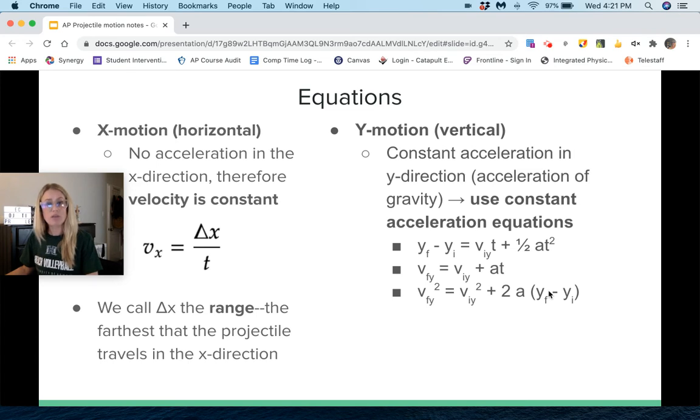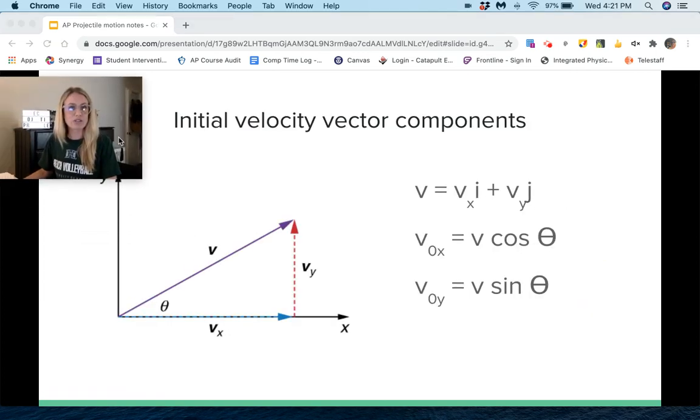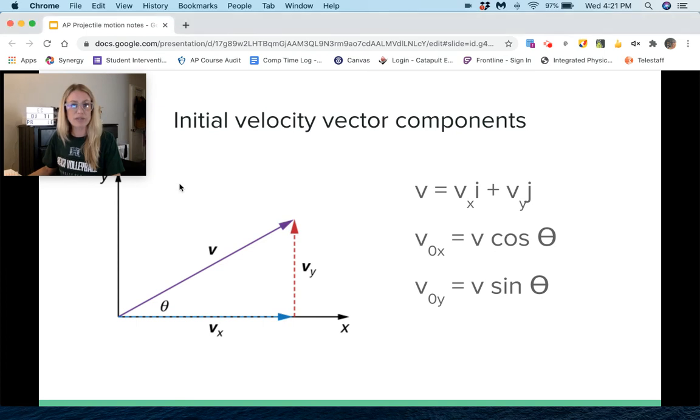Just remember that you have to be really careful with your signs here. Usually we will call down positive. Of course, that's just a notation, so you can call whatever direction you want positive, but as long as you're consistent, it'll be fine. Now, I told you guys that we need to split up our x and y velocity.